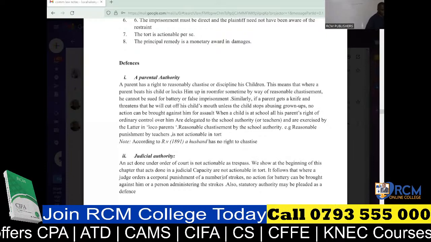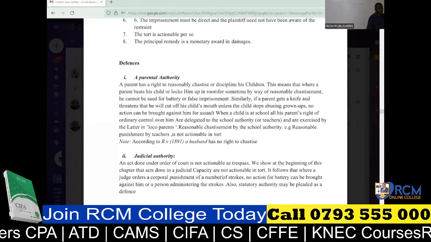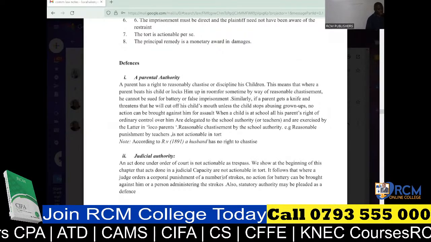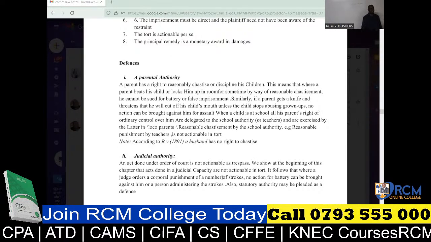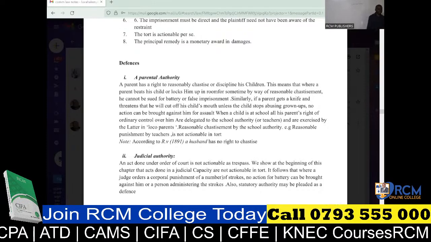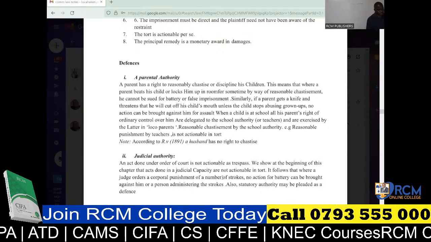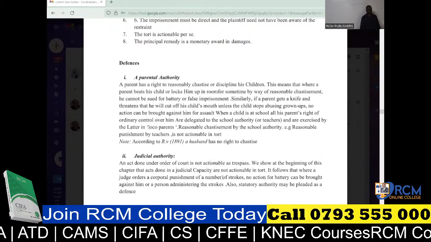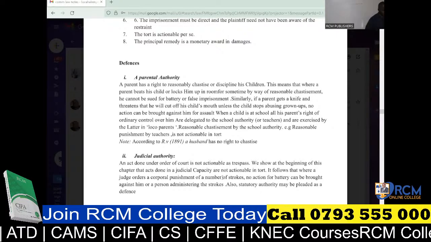An act done under the order of the court is not actionable as trespass. As we showed at the beginning of this chapter, acts done in a judicial capacity are not actionable in tort. It follows that where a judge orders corporal punishment of a number of strokes, no action for battery can be brought against him or the person administering the strokes. Also, statutory authority may be pleaded as a form of defense.